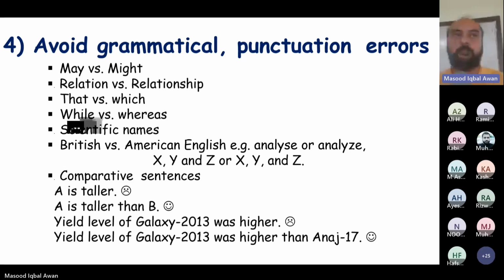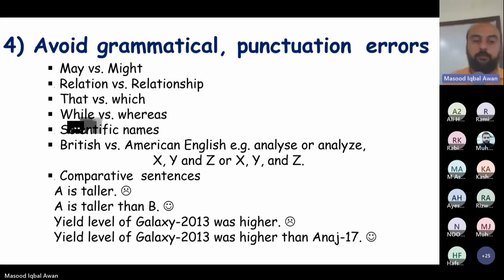Similarly, when we translate while and whereas, in Urdu we translate it as jabke. These two are not the same. While is used where there is a time dimension. For example, I saw him while I was traveling to Lahore. And whereas, strictly speaking, we use where there is no time dimension.